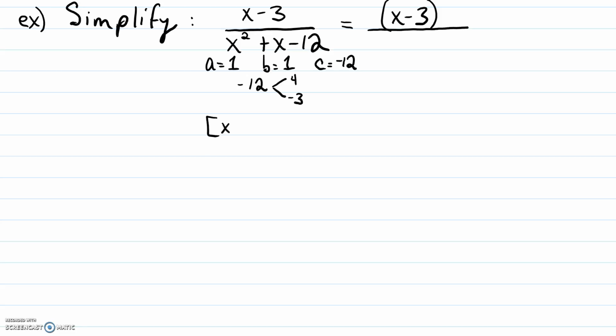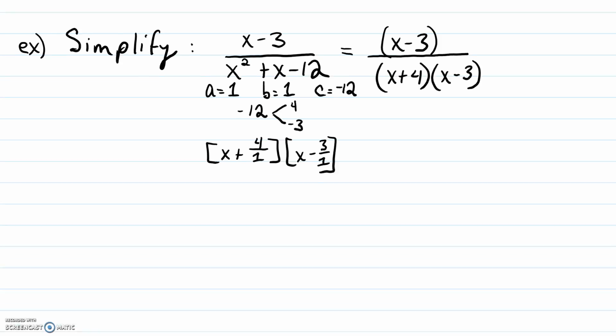So I'm going to take those constants, bring them straight down, divide by a. Make sure to reduce your fractions, and whenever you do so, you're left with the whole number 4, which is 4 over 1, so (x + 4), and -3 over 1, which is (x - 3).